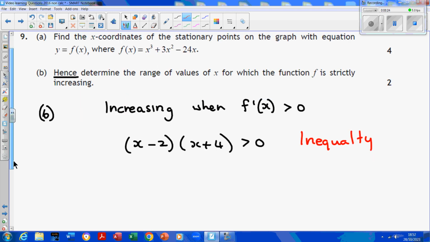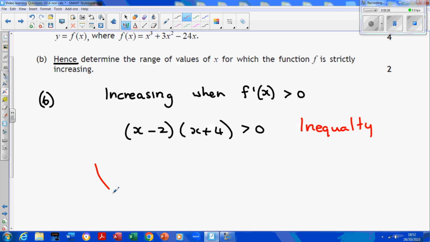So I know that this graph is a parabola, and it's going to cut the x-axis at 2 points. It's going to cut the x-axis when x is equal to 2, and it's going to cut the x-axis when x is equal to negative 4. So make each bracket equal to 0 and get your two answers. Now we want the bit of the graph that is greater than 0. The bit of the graph that's greater than 0 is the bit above the x-axis, because all the y numbers would be positive. So we want all the bits that are greater than 0.